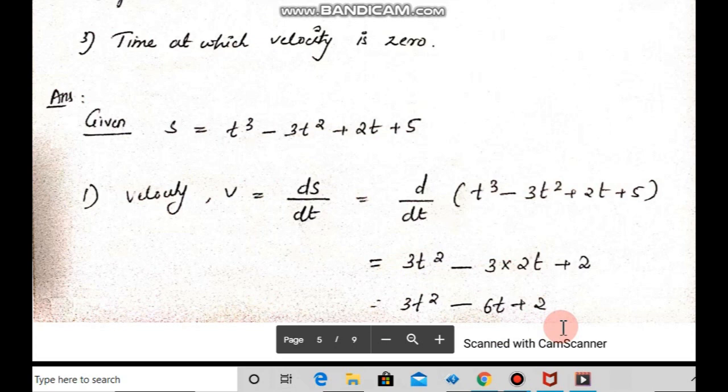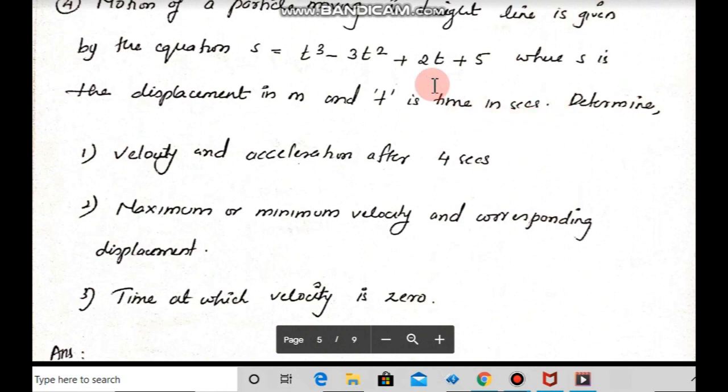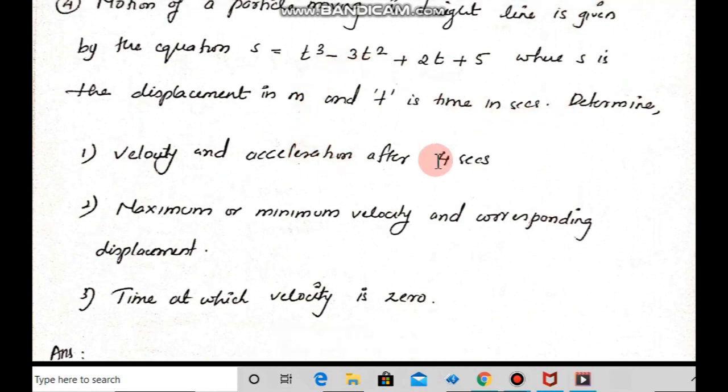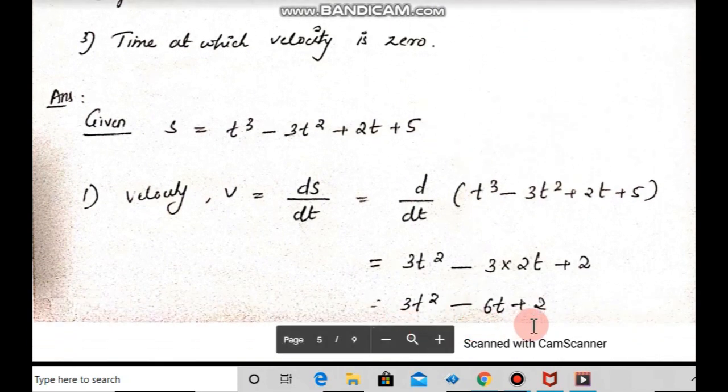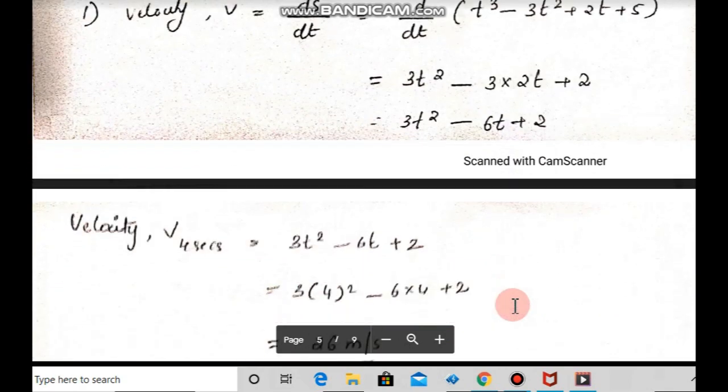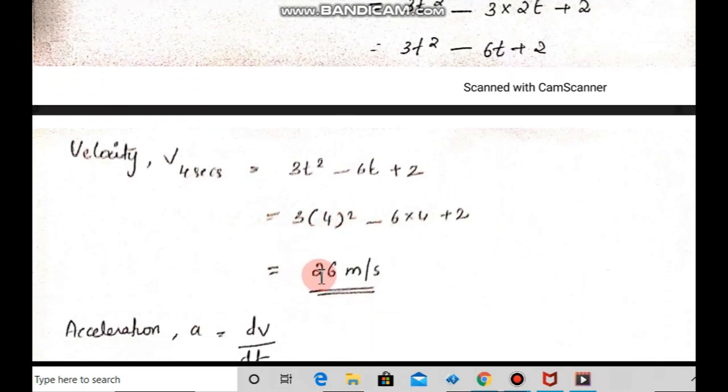I am not explaining the differentiation. I hope you know it, and if you don't, just recall it and you will be able to do it. Our question is to find the velocity and acceleration after 4 seconds. We have found the equation for velocity, so directly substitute 4 seconds in this equation and you get the velocity after 4 seconds. The answer is 26 meter per second.